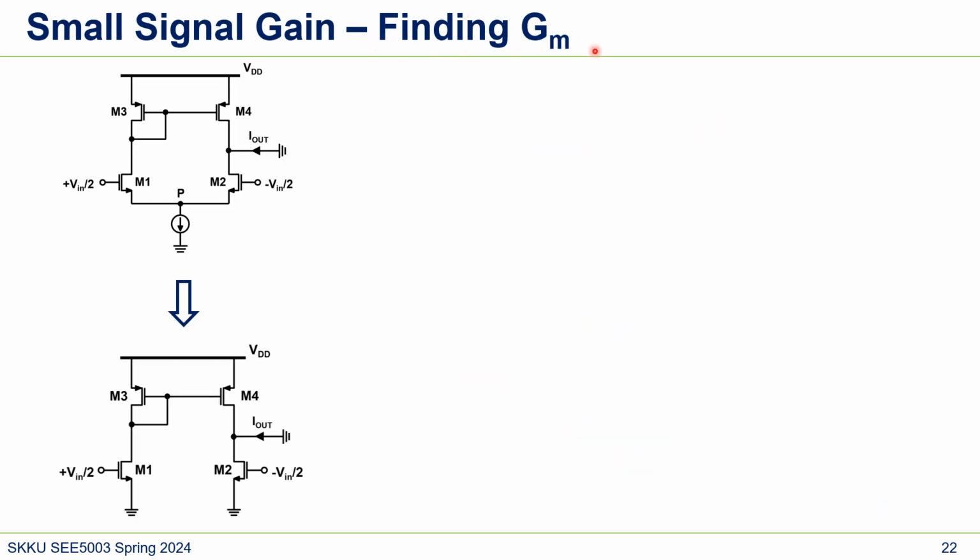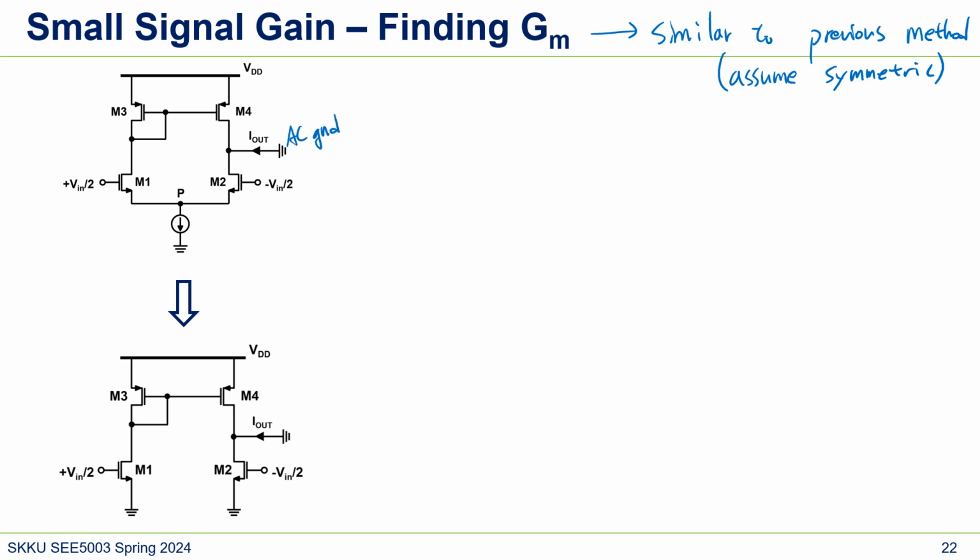First, let's find the Gm. Well, actually, this is similar to the previous method where we assume symmetric, but we will explain how we can use this method. So to find the Gm, what we do is we need to short the output to AC ground, and then we will see the Iout over our voltage change, right?